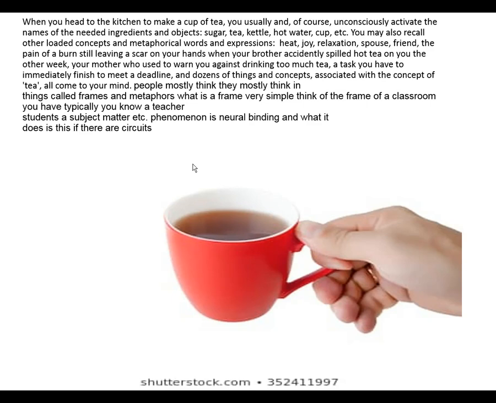Okay, and they connect together by making neural binding. It is a lot of neural connections that allow them to make circuits, the way we make some sort of connection and a network of relations between words in our brain. Okay.